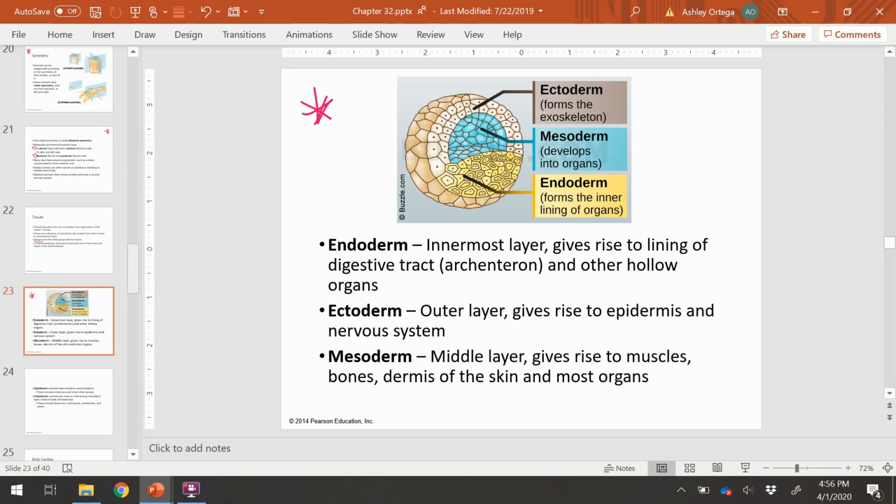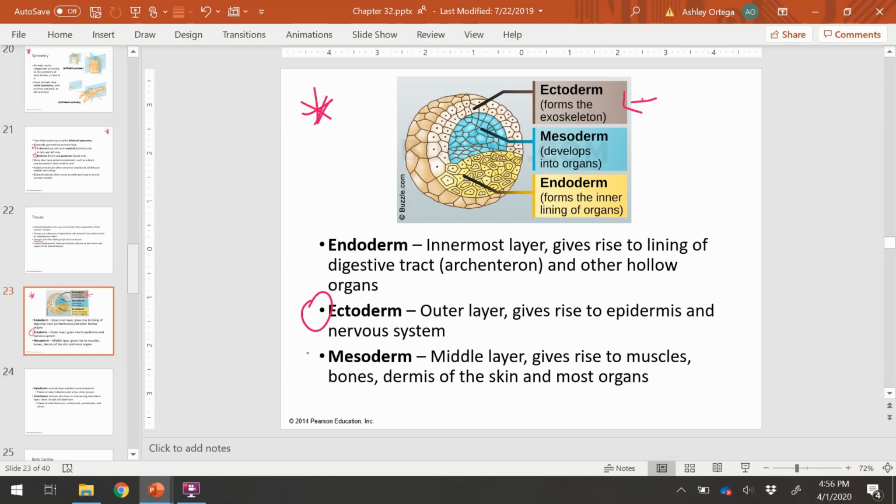So ectoderm is going to be the outermost layer. Ecto meaning outer, derm meaning skin or layer, and so that's the outer layer, which is here. It will give rise to the epidermis and the nervous system for humans. For other organisms, it can form the exoskeleton, which is noted in the picture here. So this is going to form the outer layer.